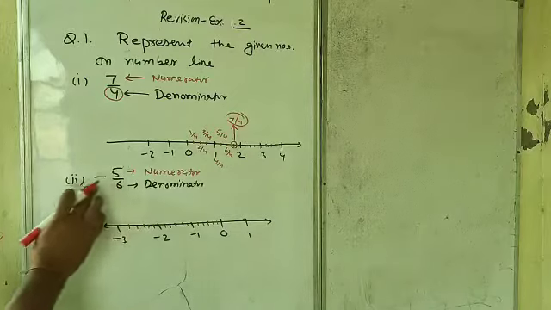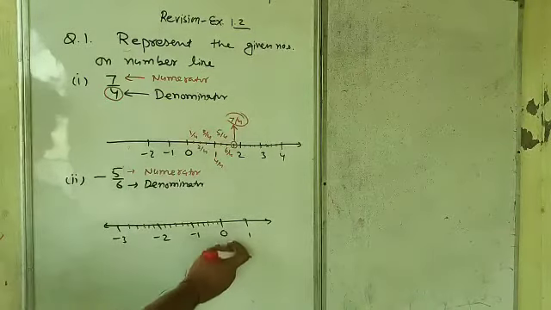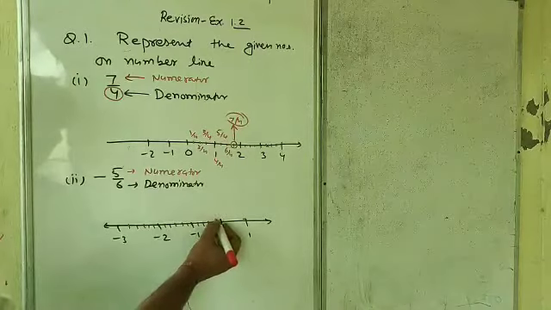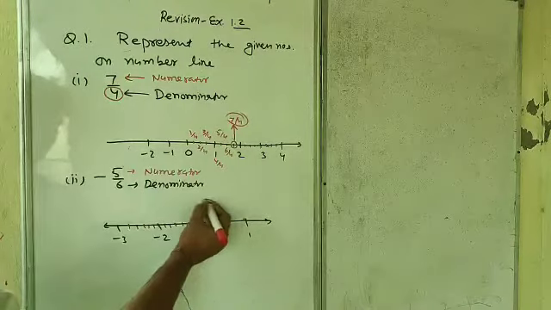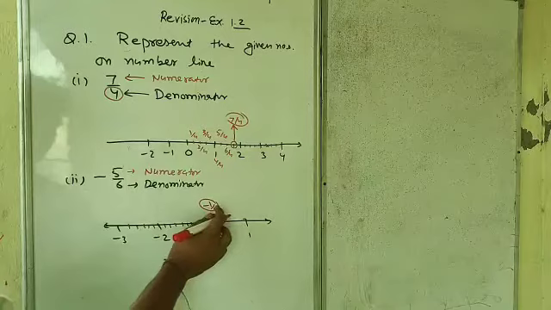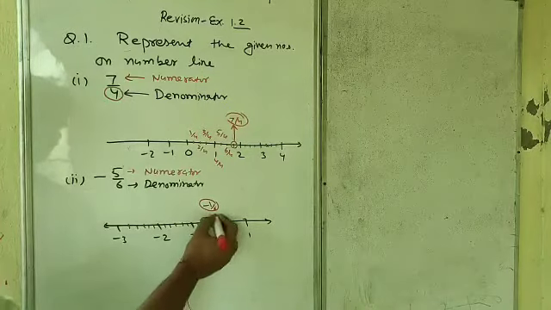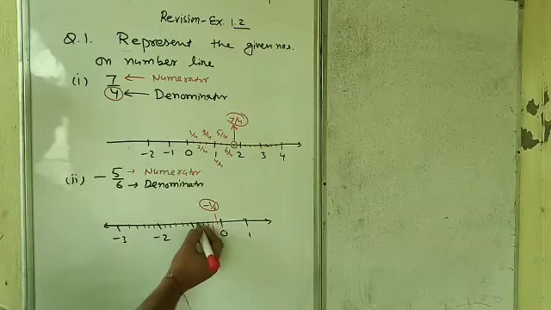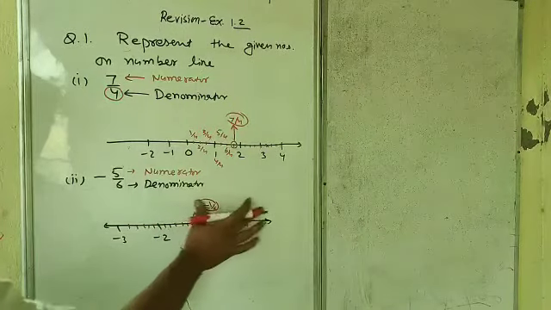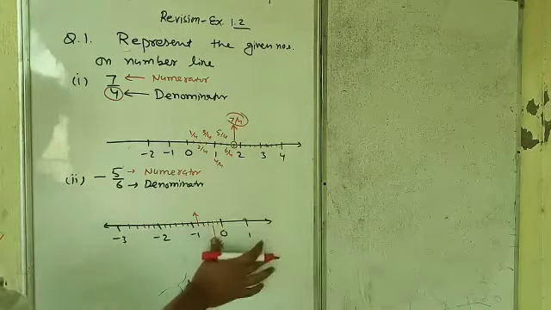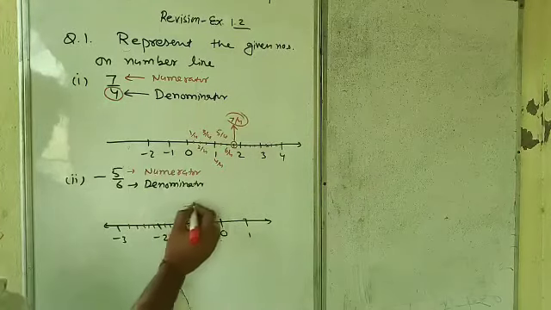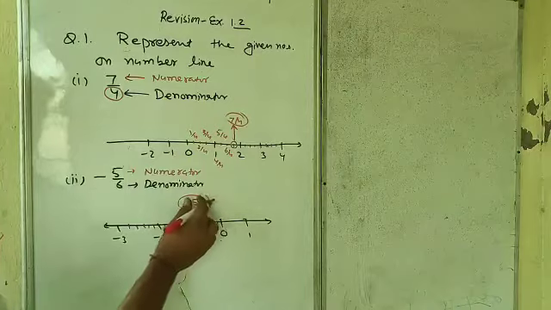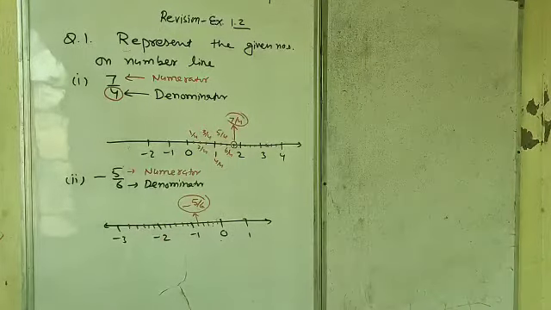Now we have to represent minus 5 by 6. So we move to the left-hand side from 0. This point will represent minus 1 by 6. This will represent minus 2 by 6, 3 by 6, 4 by 6, 5 by 6. This will represent minus 5 by 6. So it is easy to represent numbers on the number line.